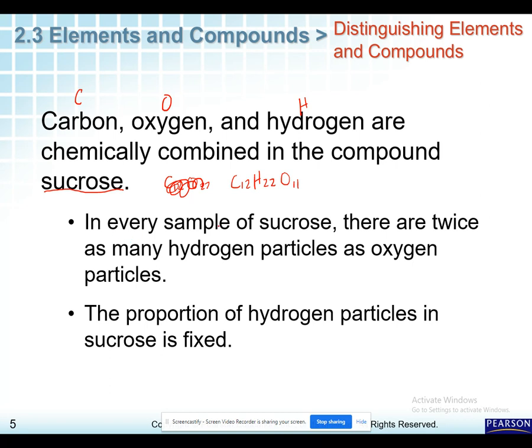Here it says that in every sample of sucrose, there are twice as many hydrogen as oxygen. If you look at the numbers for oxygen and hydrogen, you can see that yes, hydrogen does have twice as many, because 11 plus 11 gives you 22. This proportion of always having 22 hydrogen and 11 oxygen is considered fixed. It does not change. It's going to be that way every time.